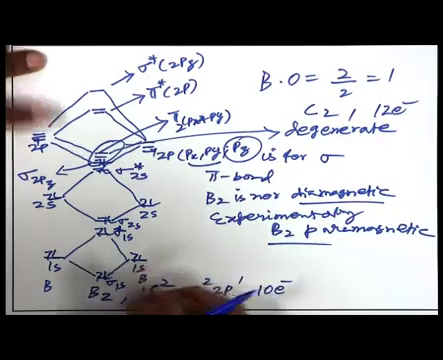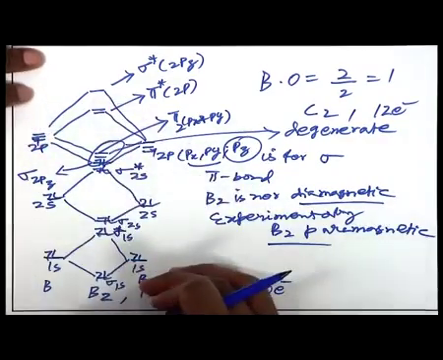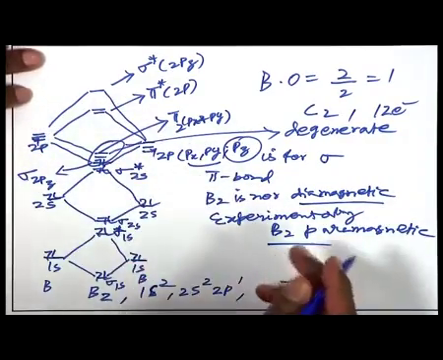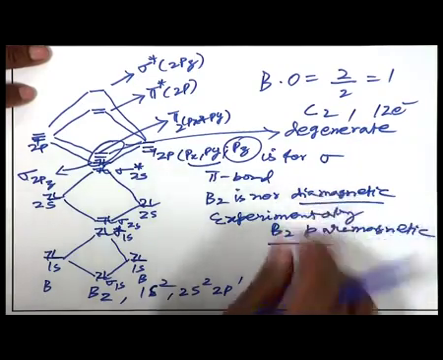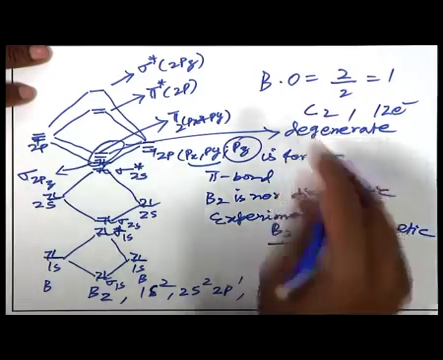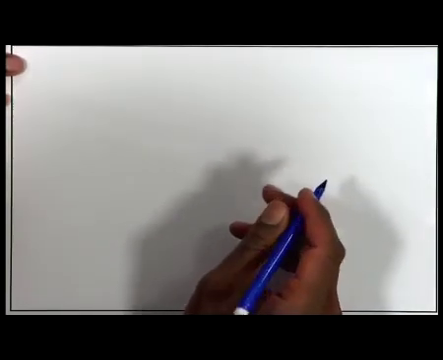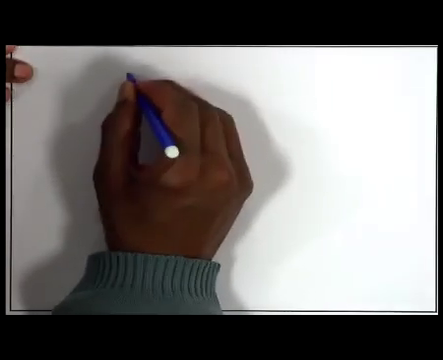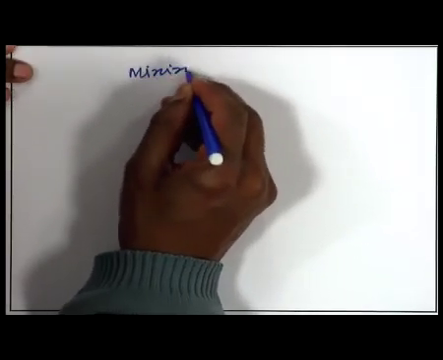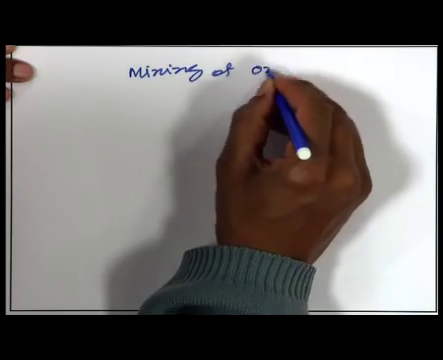That means this diagram is not a suitable diagram to explain the experimentally observed properties of certain molecules, for example, at least B2 and C2. Then what is the correct diagram to explain the property? Before we draw the correct diagram, we have to understand the concept of mixing, the mixing of orbitals.